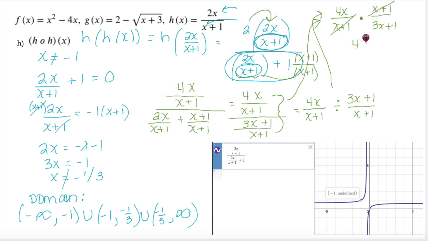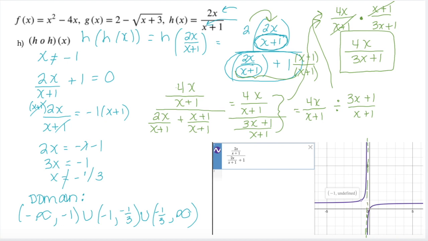So I then have, when we take h of x, we end up with 4x over 3x plus 1. In our graph, we know that there is a hole at negative 1. We also know that there is an asymptote at negative 1/3, because that was where our denominator was 0, and we know our denominator gives us the asymptotes. So it's very visible there.